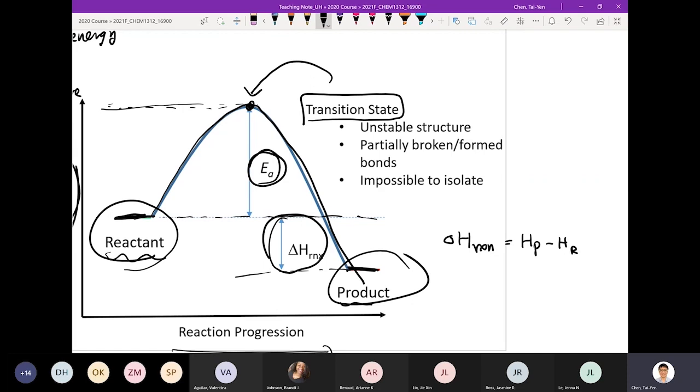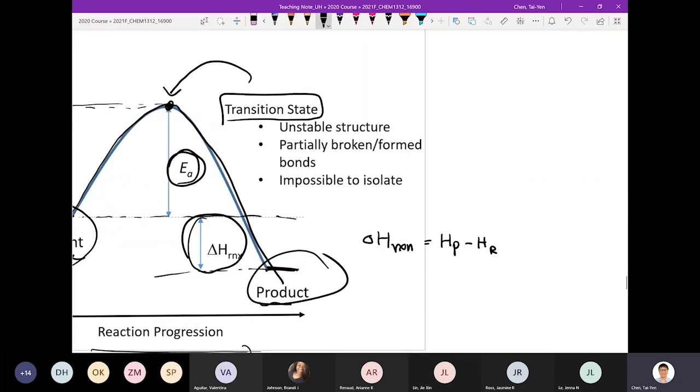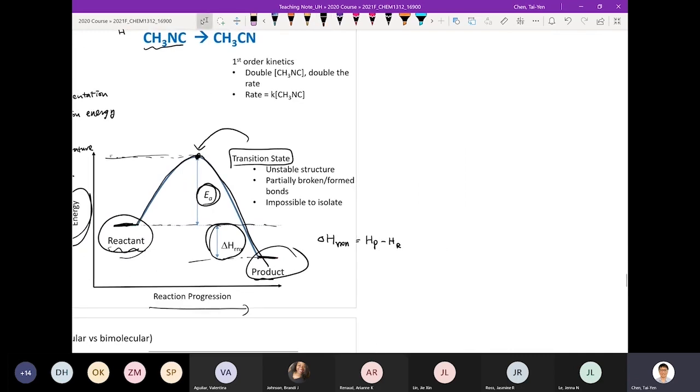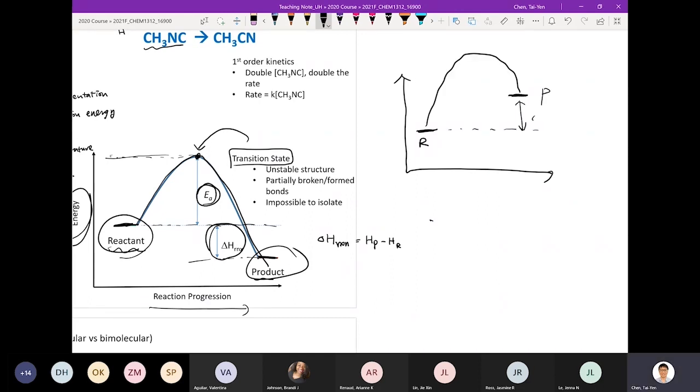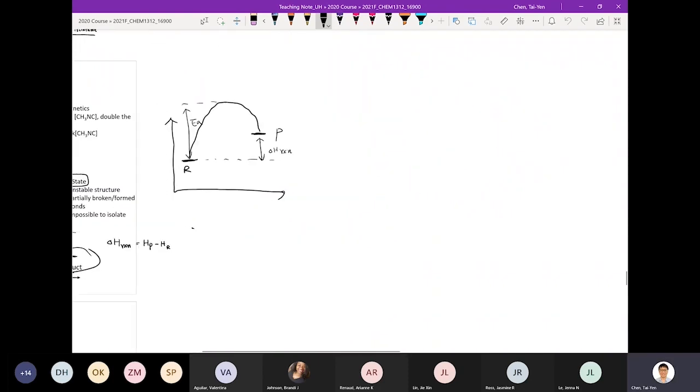Is this an endothermic or exothermic reaction? This is exothermic, right? How about the endothermic reaction? Let's draw these out. That is your reactant, that is your product. That is the endothermic reaction, right? This is your delta H of reaction, and that will be your EA. We are going to extend this concept a little bit more.